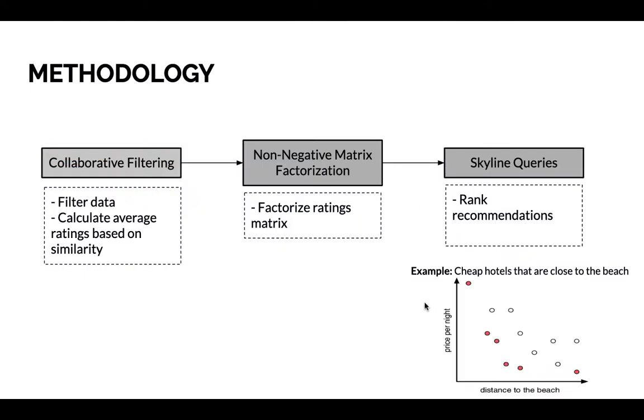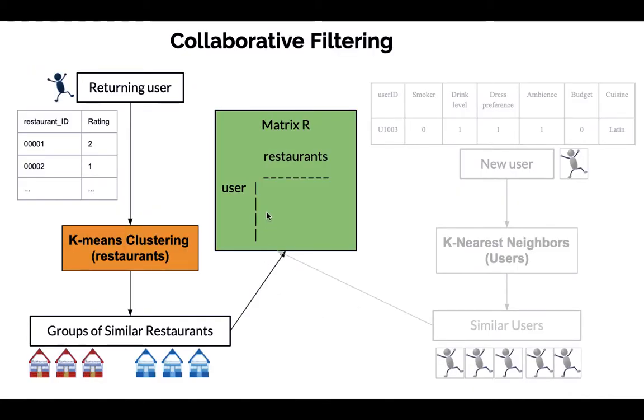We first use collaborative filtering to select items based on interactions collected from similar users. Next, we use non-negative matrix factorization to decompose the ratings matrix. Finally, we used Skyline queries to rank the recommendations. Here's an example of a Skyline query run on a set of recommendations for the cheapest hotels that are close to the beach.